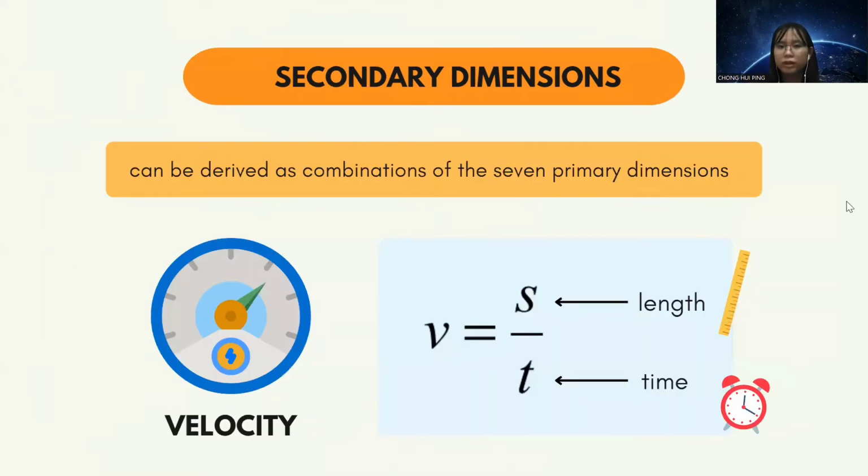So move on, the next one is the secondary dimensions. Secondary dimensions can be derived as a combination of the 7 primary dimensions. For example, velocity. Velocity is the combination of length and time.